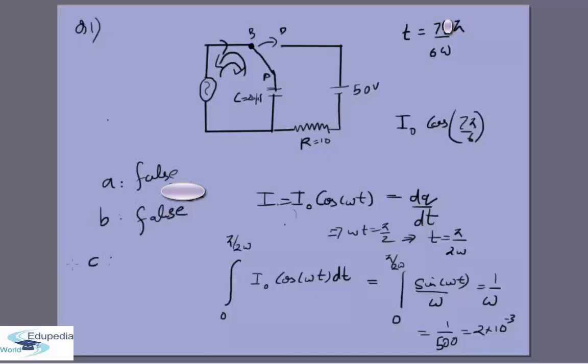C asks us immediately after A is connected, the current is R, right? So immediately after A is connected, what is the current? For that we need to know the charge on this capacitor at t equal to 7 pi by 6 omega, right? That's easy enough. We'll just replace pi by 2 omega by 7 pi by 6 omega, and this will be sine of 7 pi by 6 divided by omega. Sine of 7 pi by 6 is minus half. So this will be minus 1 by 2 omega instead of 1 by omega. What is minus 1 by 2 omega? That is minus 1 by 1000. So this is the charge.